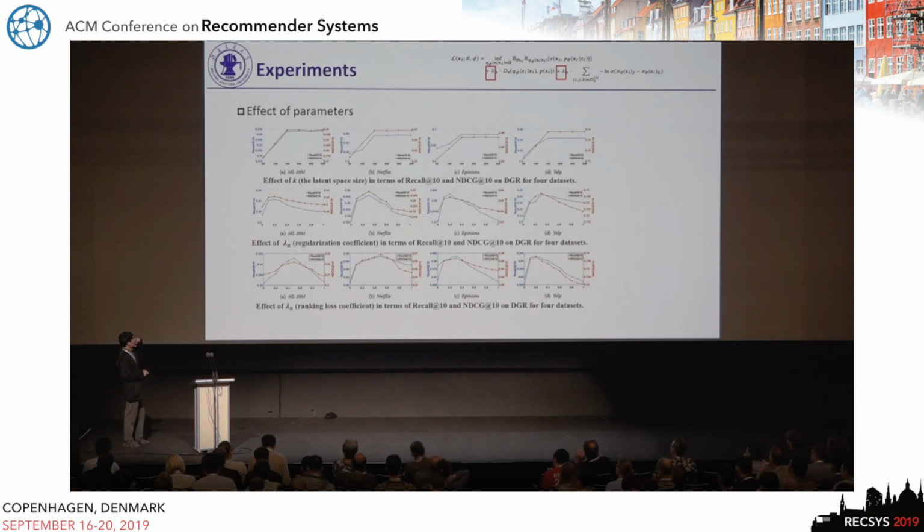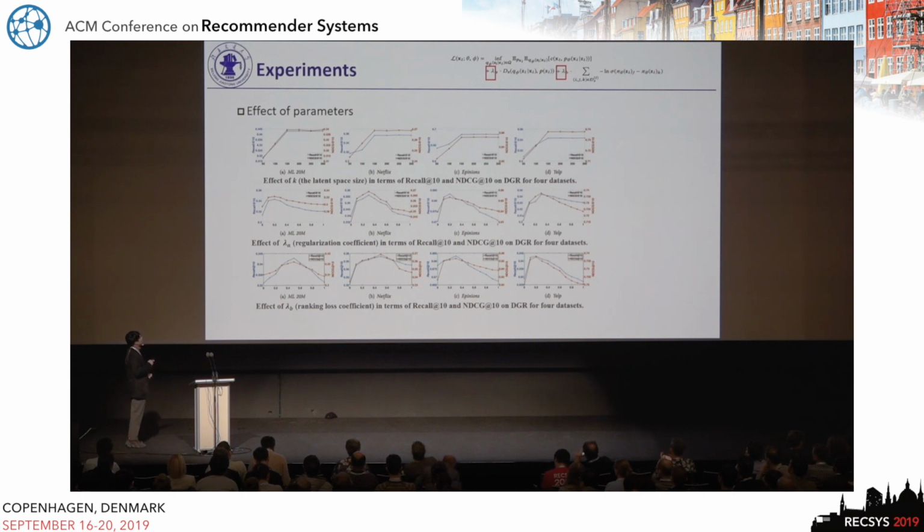Okay, first we investigate the effect of the parameters. We know that there are 3 parameters in our model. The first one is the dimensionality of Z, the dimensionality of the latent variable. The second one is lambda A, the regularization coefficient to measure the effect of the regularization term. And the third one is lambda B, a coefficient to measure the effect of the ranking loss.